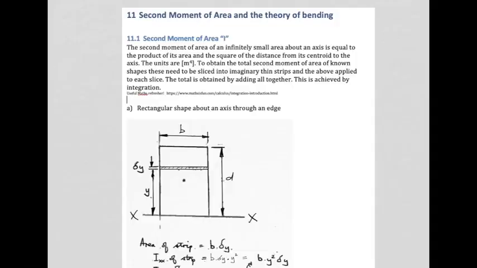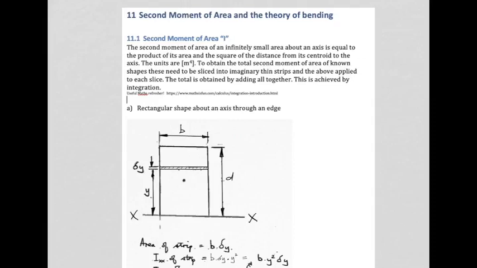Today we're going to look at the second moment of area and later how that is useful when we look at the theory of bending. Okay, now the second moment of area, or if we just backtrack a moment, we've done centroids so far and we've looked at areas in a previous section.